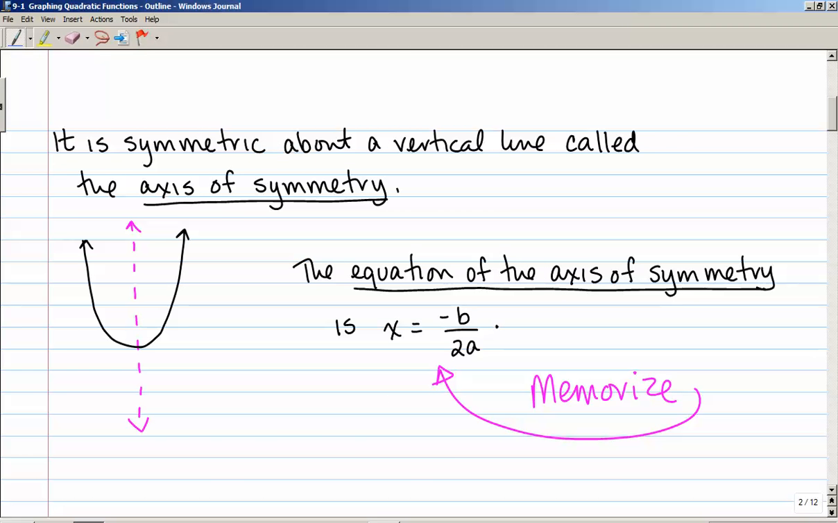It's symmetric about a vertical line called the axis of symmetry. For this parabola here, the axis of symmetry is the pink dashed line, and you'll notice that it's symmetric about that line. If I were to fold it on that line, the left side would be right on top of the right side. The equation of this line is called the equation of the axis of symmetry, and it is x equals negative b over 2a. You need to memorize that little formula. That's how we find the equation of that line.